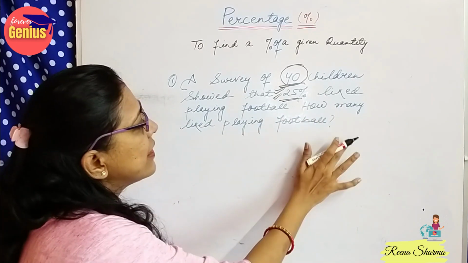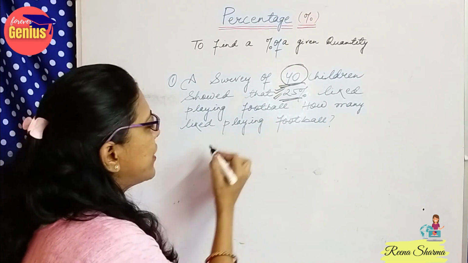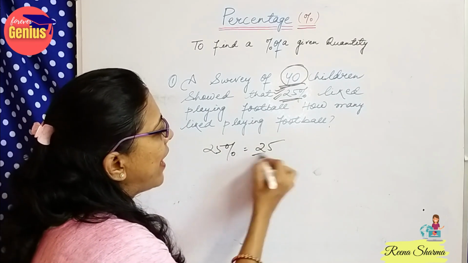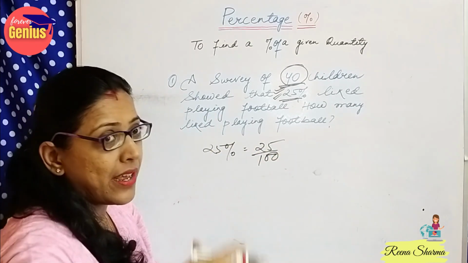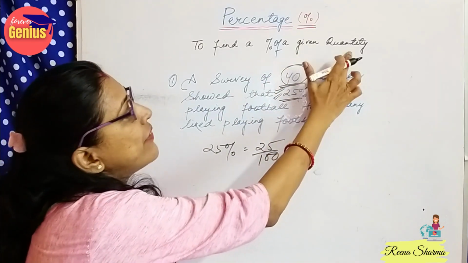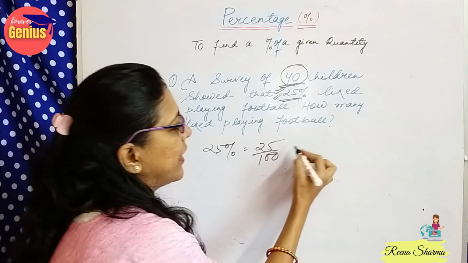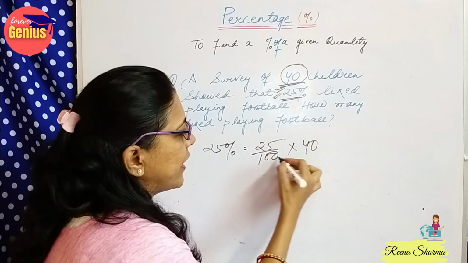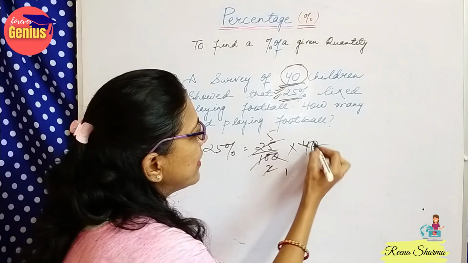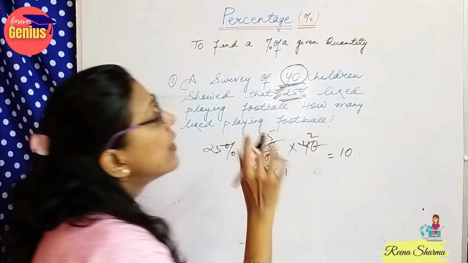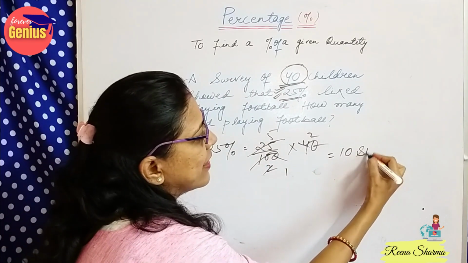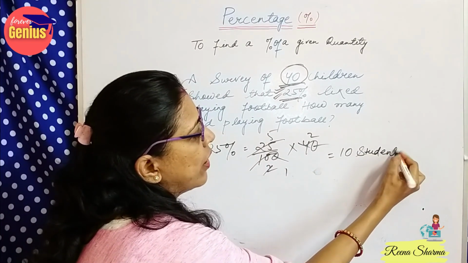How many like playing football? 25% is equal to 25 by 100. And how many children are given in total? The given quantity is 40. So into 40, I will just calculate it this way. 1, this is 2, this is equal to 10. Means out of 40 children, 10 students like playing football.